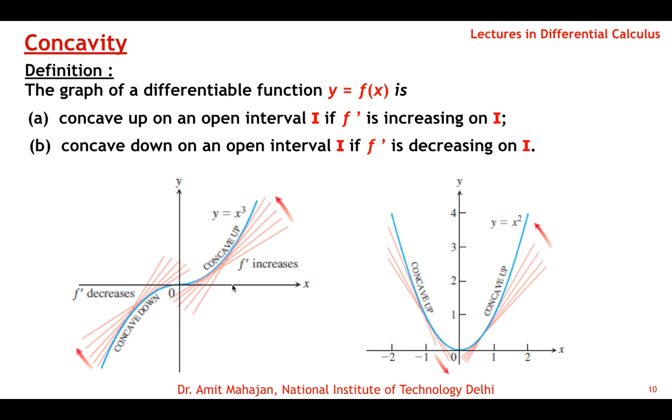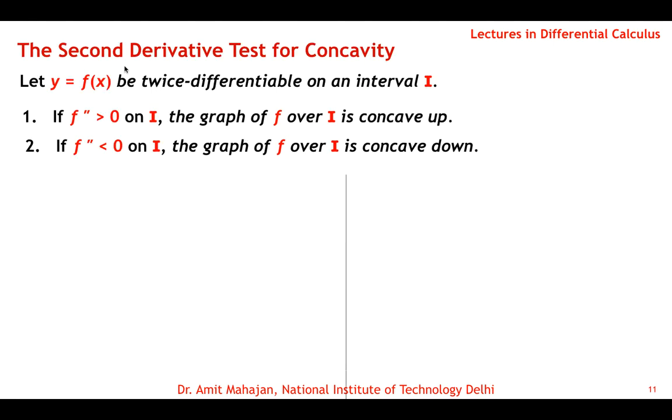Okay, and the second derivative is very important here, which tells us about the concavity of curves. Okay, so the second derivative test for concavity: let y equal f(x) be twice differentiable on an interval I, and if the second derivative is positive on the interval, then the function is concave up over that interval. Okay, and if the second derivative is negative on an interval, then the function is concave down in that interval.